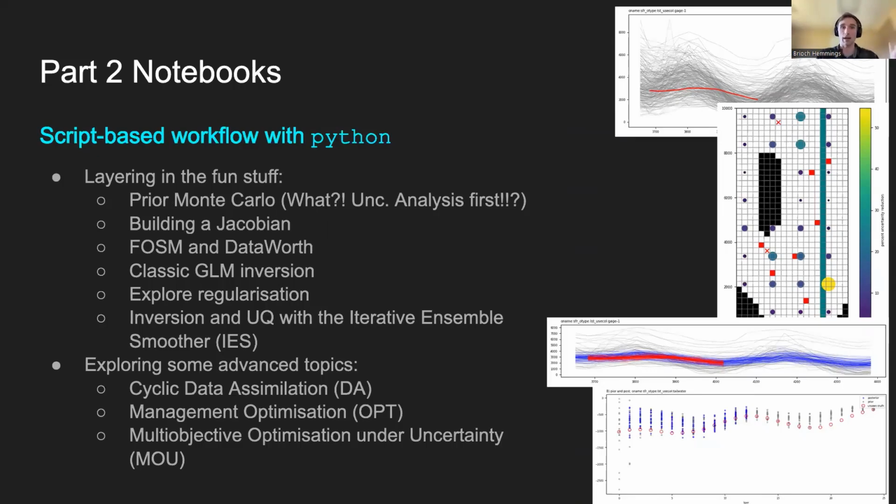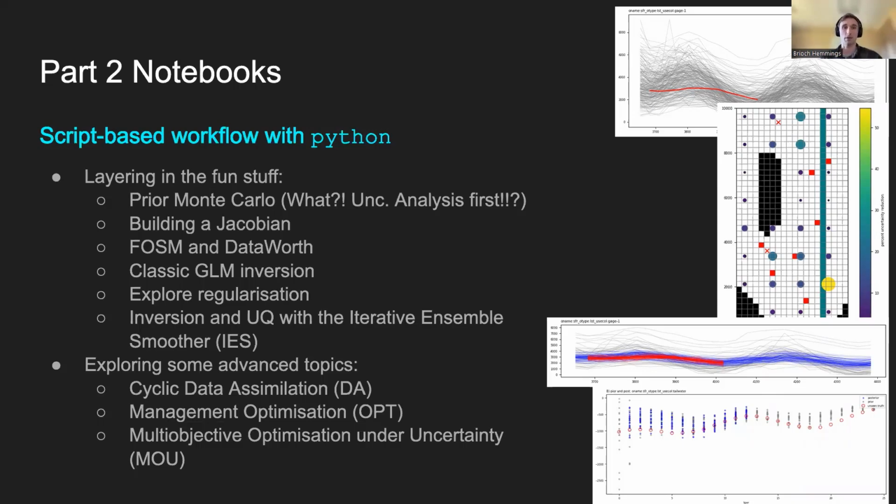different avenues in the analytical workflow and layering on some complexity. So we'll explore doing prior Monte Carlo analysis, how we might build a Jacobian, do some of the linear uncertainty methods and propagation using FOSM, exploring data worth, workflows where we have that classic GLM inversion with the Jacobian, exploring regularization and the value of regularization, and then a few notebooks where we begin to explore using the iterative ensemble smoother for doing our inversion and uncertainty quantification.